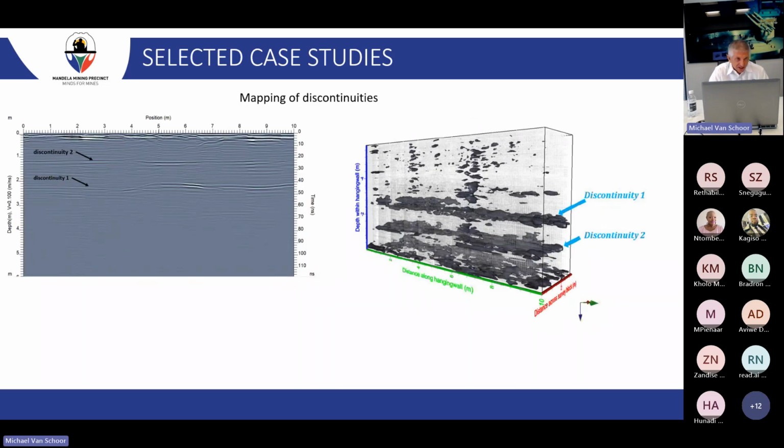This is maybe not the best radargram, but you can pick up two discontinuities. This is your typical parting plane and beam thickness scenario, which GPR does really well.